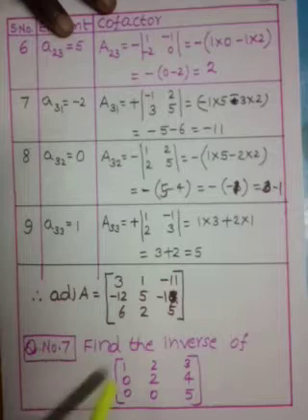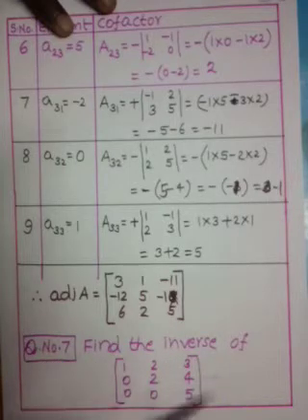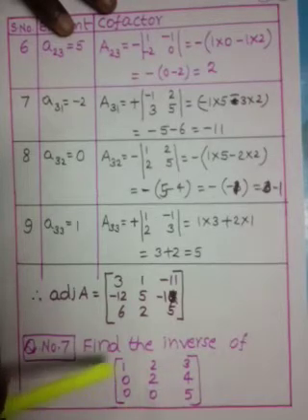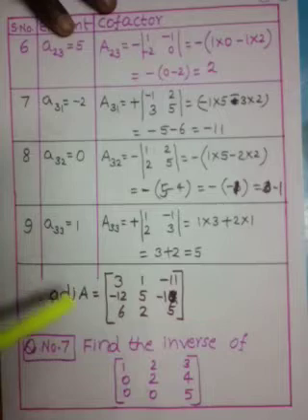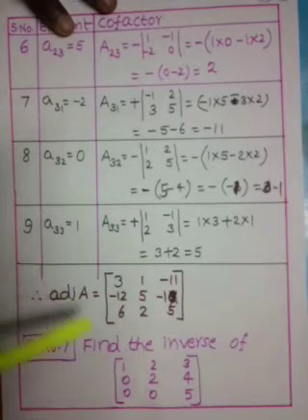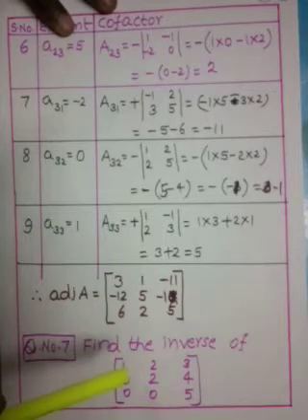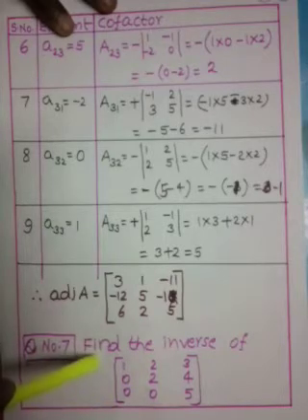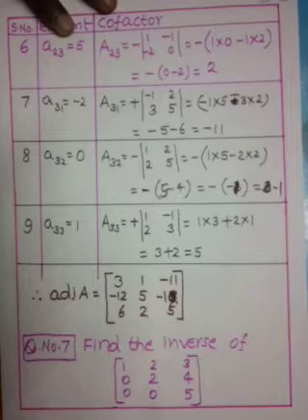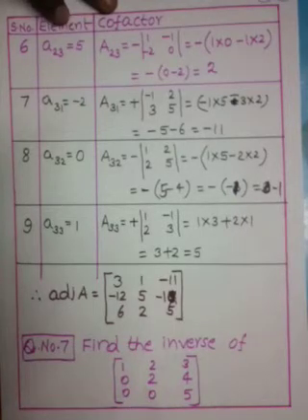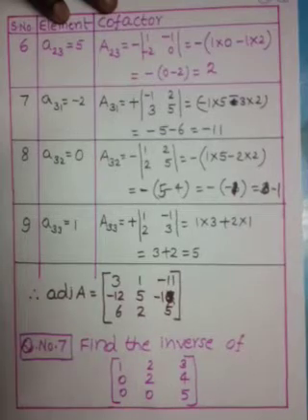Now come to question number 5. Find the inverse of the matrix 1, 2, 3, 0, 2, 4, 0, 0, 5. Here we use the formula A inverse is equal to 1 by det A into adjoint A. Not elementary operations. We don't use the elementary operations here. We use only the formula A inverse is equal to 1 by det A into adjoint A. Understood, my dear children? Right.